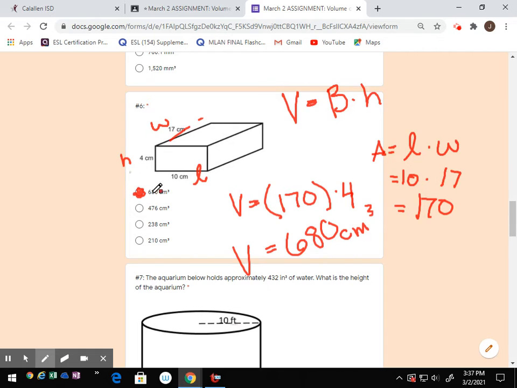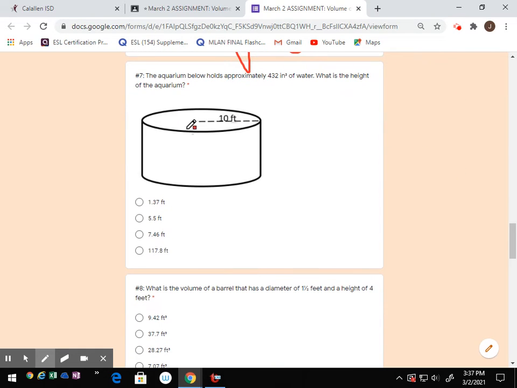Right. We're also going to look at number 7. Number 7 is pretty tricky. It's wanting us to work backwards. So let's read this real quick. The aquarium below holds approximately 432, let's just say feet, since we're working with feet here and all of our answer choices are feet. So feet cubed of water. What is the height of the aquarium? So 432 feet cubed. This is our volume. It automatically tells us our volume. Volume is equal to 432 feet cubed, okay? And we are trying to find the height.